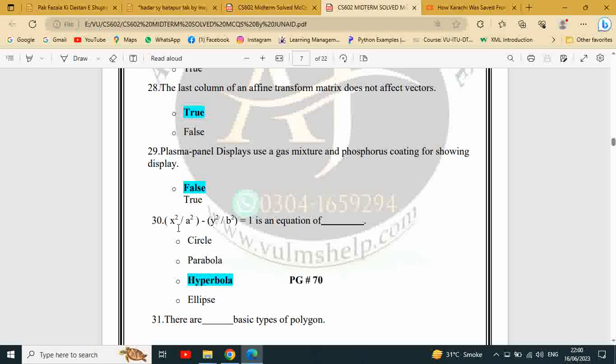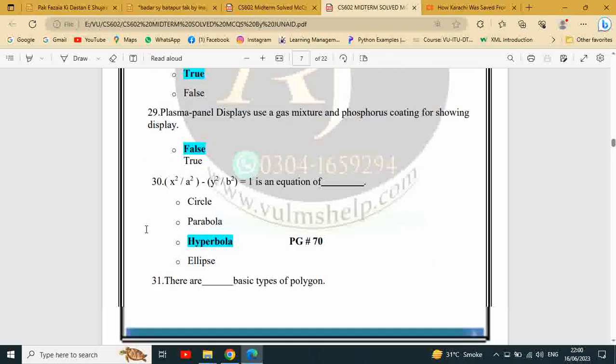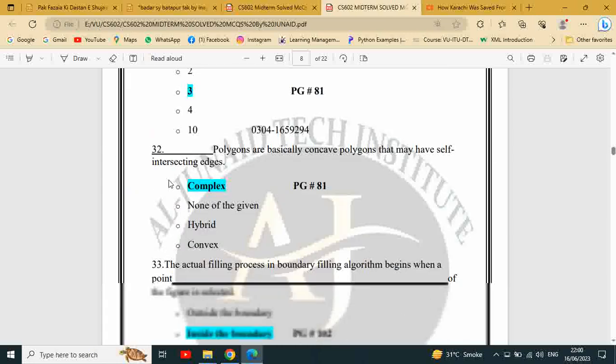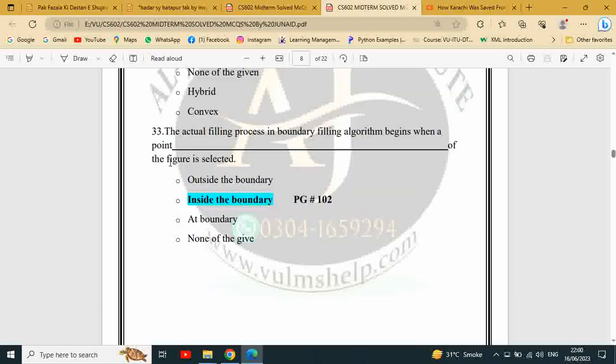False. x square divided by a square minus y square divided by b square equals 1 is the equation of hyperbola. There are three types of polygons. Dash polygons are basically concave polygons. Complex polygons are basically concave polygons. The actual filling process in boundary filling algorithm begins when a point inside the boundary of the figure is selected.